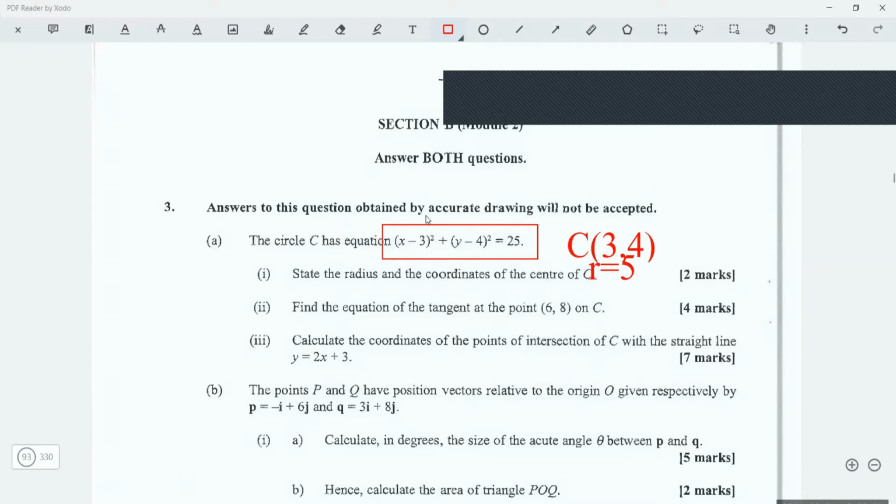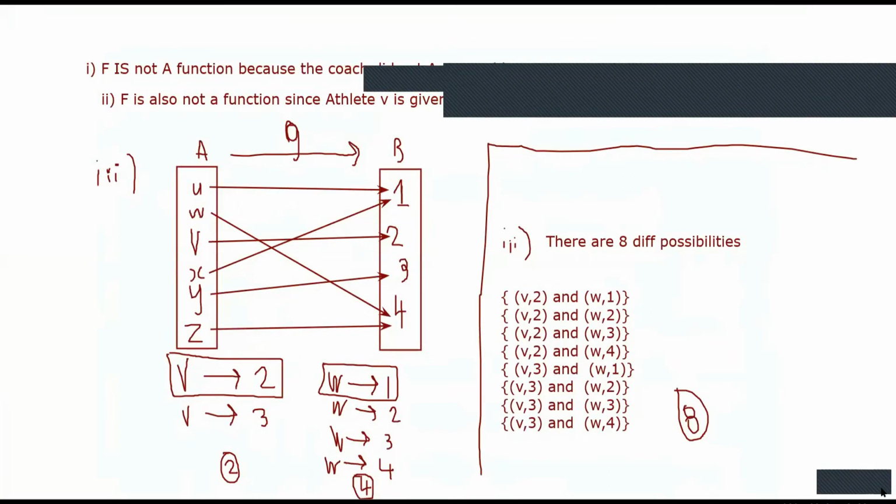Now guys, if you draw an accurate sketch, then you won't get the marks. So just draw a rough sketch and find the tangent at 6, 8. So pretty much you have one circle. Maybe that is a circle and it has center 3, 4. I know that's not quite the center. And you have the point 6, 8 right here. Let's call the point 6, 8 P. And you want to find the equation of the tangent.